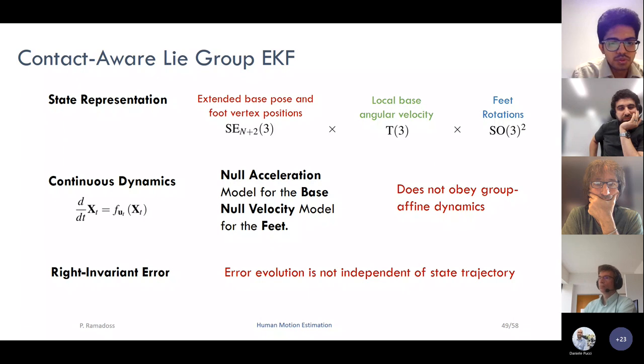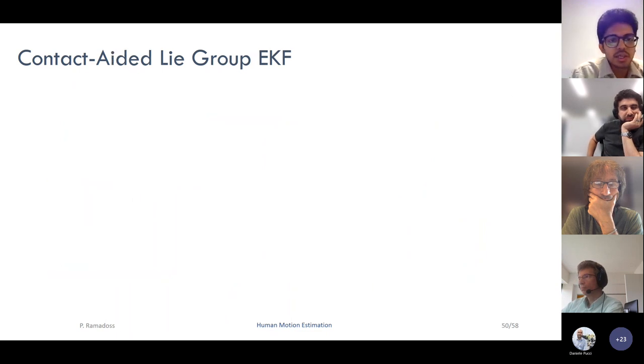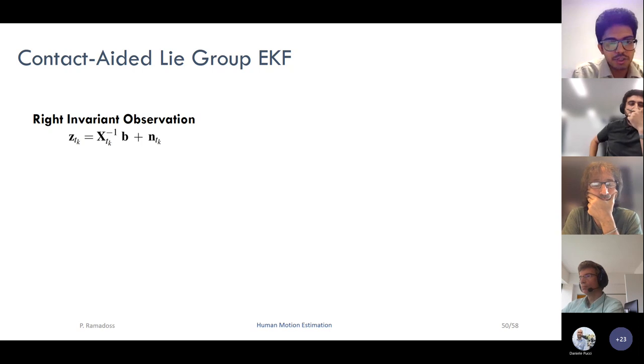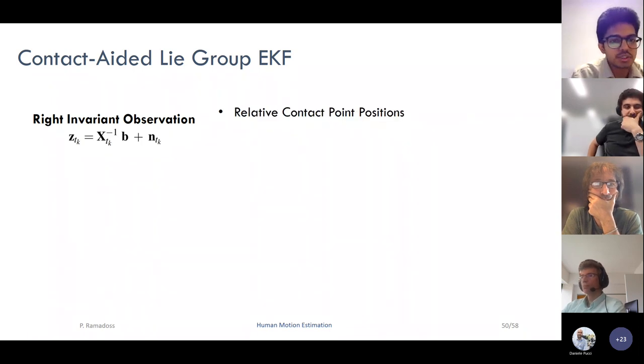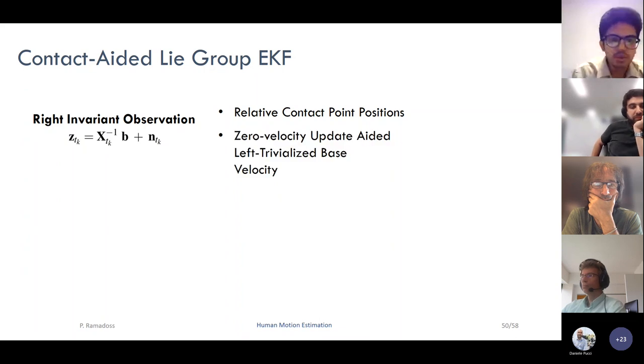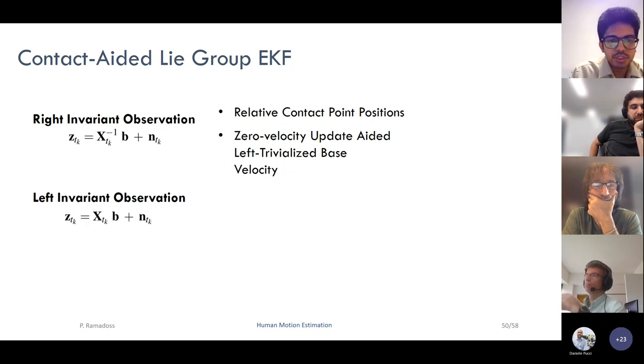We use a right invariant error for the filter formulation, and since the system dynamics is not group affine, the error evolution is not independent of the state trajectory. For measurements, we employ right invariant, left invariant, and non-invariant observations. As part of the right invariant observations, which have the structure that we see in the equation, we use relative measurements of the candidate contact points with respect to the base link. Then we use the base velocity computed with the assumption of null velocity imposed by the points in contact with the environment. For a left invariant observation, we use angular velocities measured by a gyroscope that is assumed to be rigidly attached to the base link of the human.